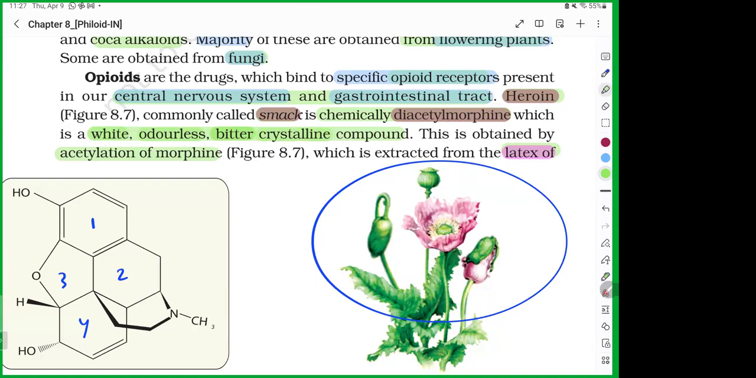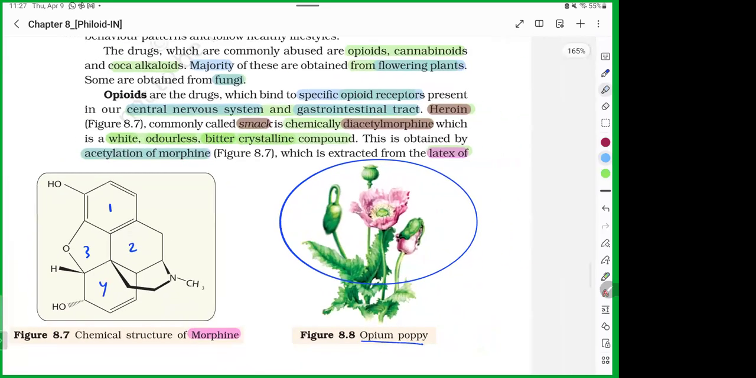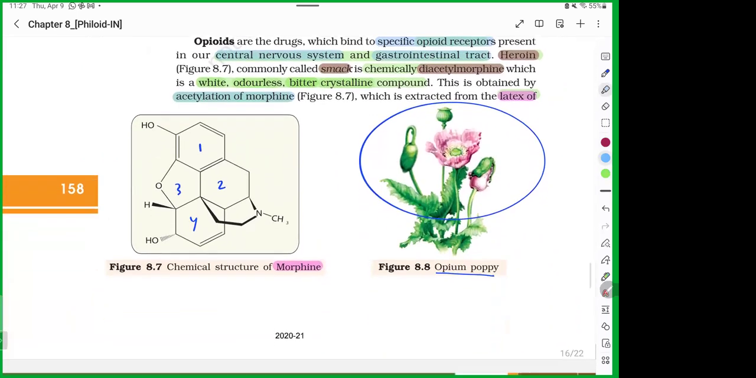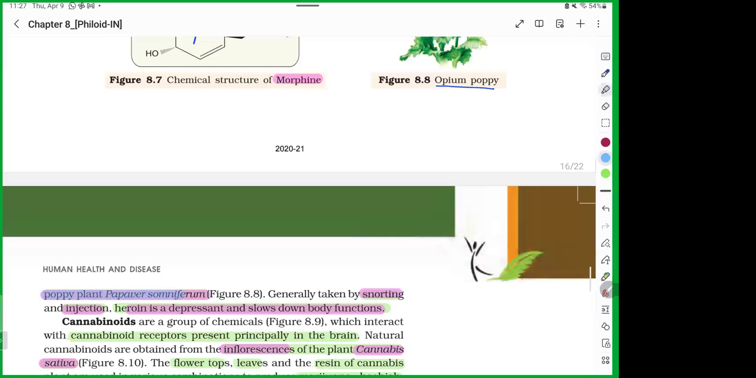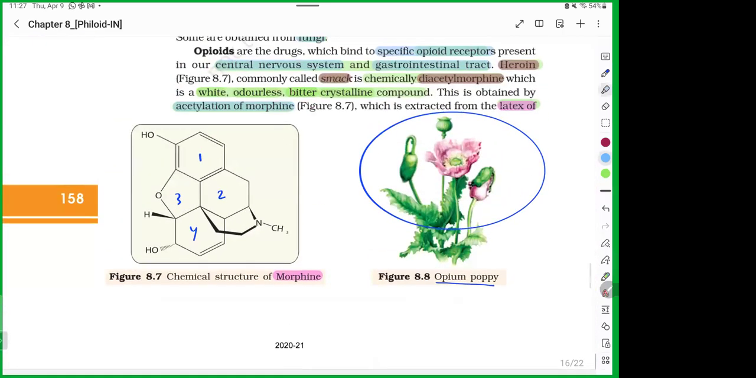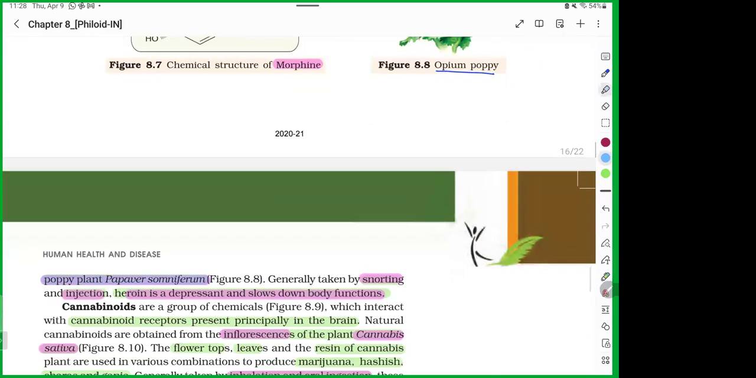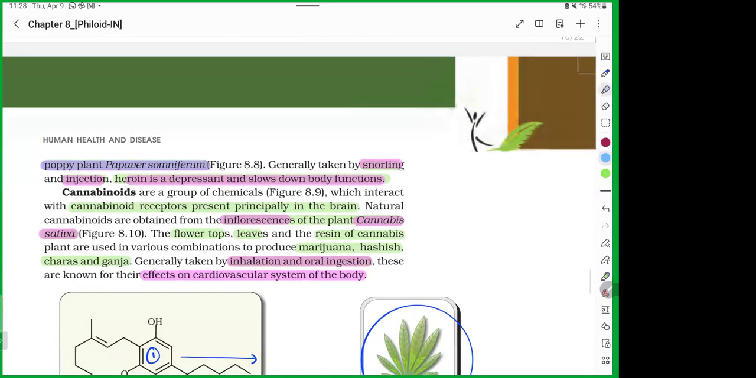How can we obtain heroin? Heroin is obtained from the acetylation of morphine. That's why acetylation. And morphine is obtained from the latex of the poppy plant Papaver somniferum. Very, very important: latex of Papaver somniferum. How do we take heroin or morphine? By snorting, by injection. Heroin is a depressant. It slows down body activity.